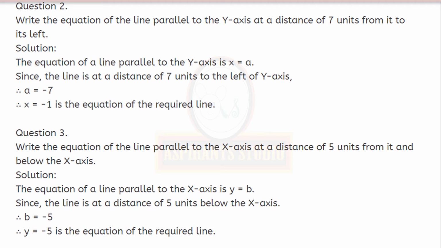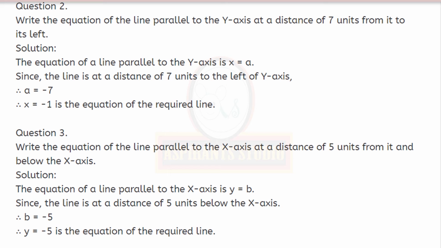Now coming to question number 2. Write the equation of the line parallel to the y-axis at a distance of 7 units from it to its left. The equation of the line parallel to the y-axis is x is equal to a. Since the line is at a distance of 7 units to the left of the y-axis, a takes a negative value. So a is equal to minus 7. So x is equal to minus 7 is the required equation. Please correct it as minus 7. Therefore x is equal to minus 7 is the equation of the required line.